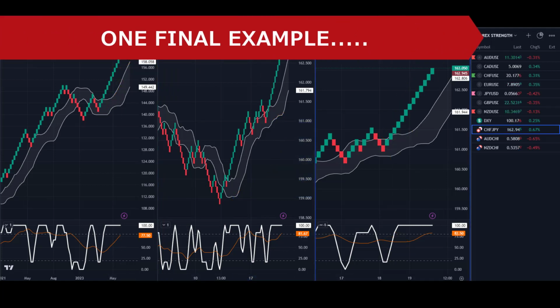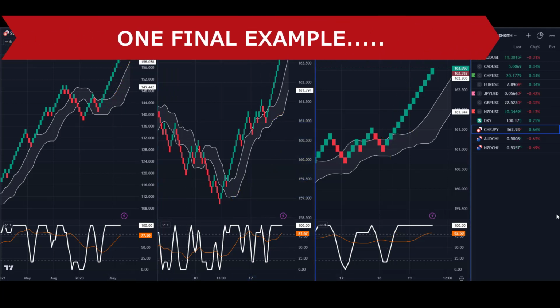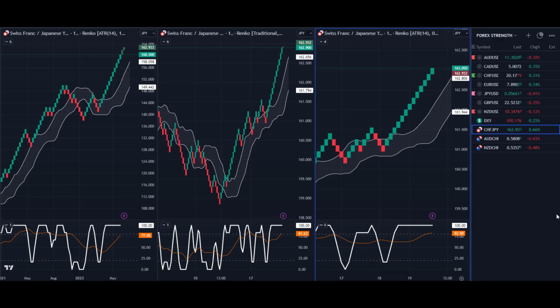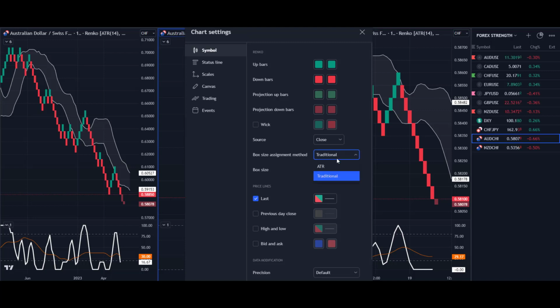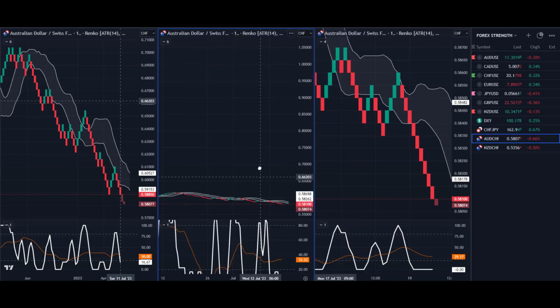So let's quickly go through a live example now of the whole process. So we've opened up our chart, we've created our basket of currencies we've looked at, we've flagged the strong and the weak, and in previous examples we looked at the CHF JPY. Let's look at the Australian dollar against the Swiss franc this time. So we flagged them, we've listed our combinations that we might want to trade. We go to AUD CHF. Let's just turn that off. Traditional, we're going to just put it on the ATR setup for the moment.